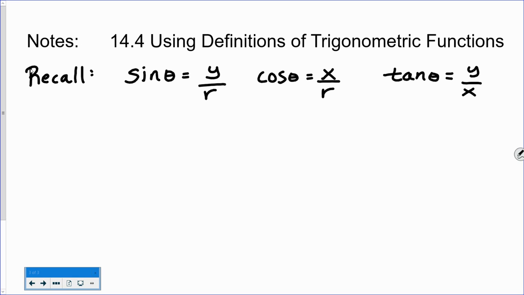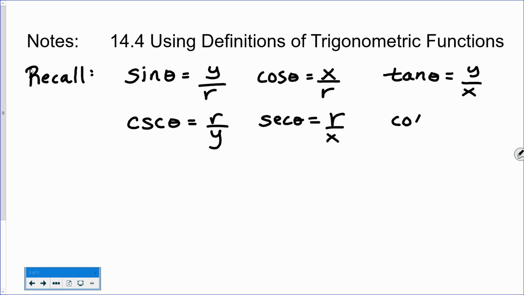Then sine's reciprocal would be cosecant, so I just flip it over: r over y. Cosine's reciprocal would be secant, so I change that to r over x. And then cotangent would be the reciprocal of tangent, which would be x over y. We're going to want to use those ratios today to answer most of the questions that we'll be working on.